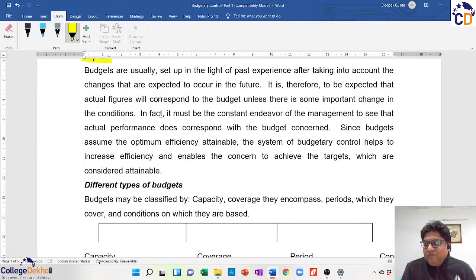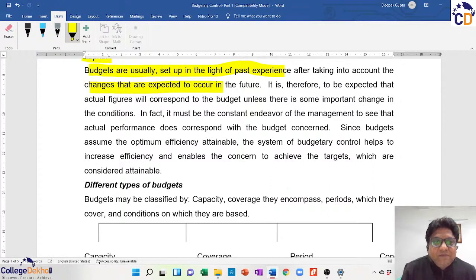So with this discussion, you must be able to understand that budgets are set up in the light of past experience, that is, what happened earlier, and what changes are expected to happen in the future. So based on what happened and what can happen, you give your staff a target which should be achieved, and then you measure after the period has elapsed whether those targets have been achieved or not.